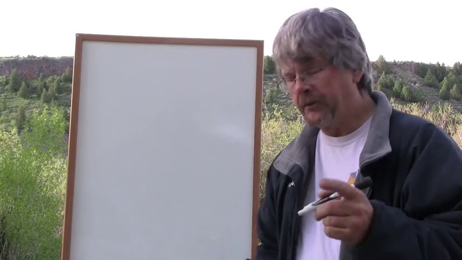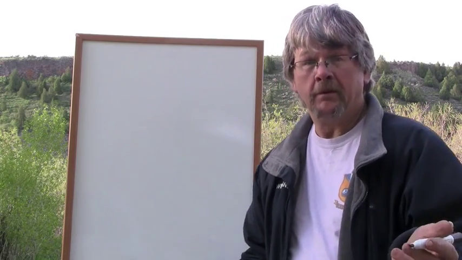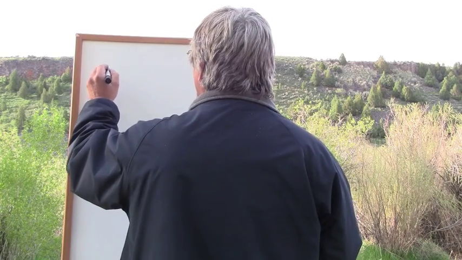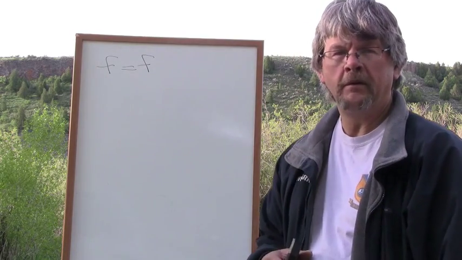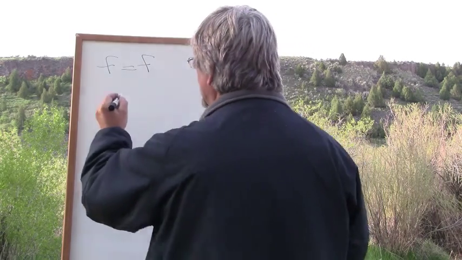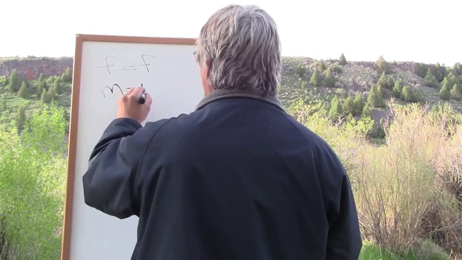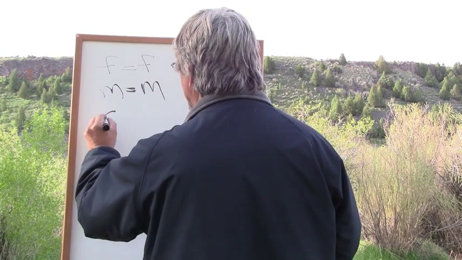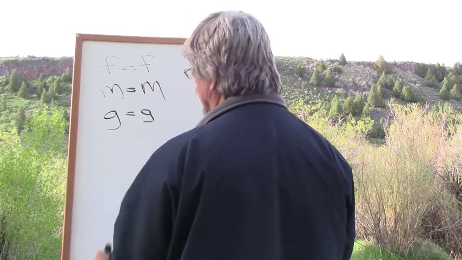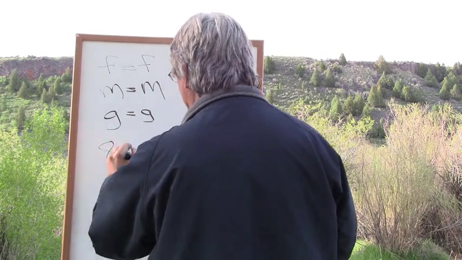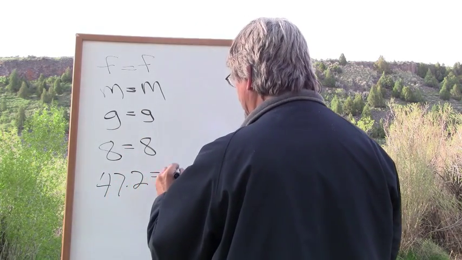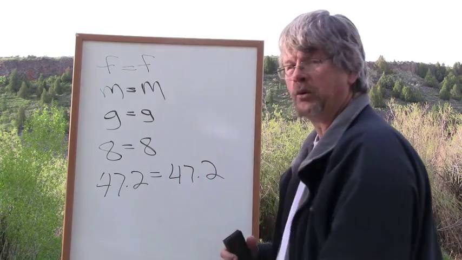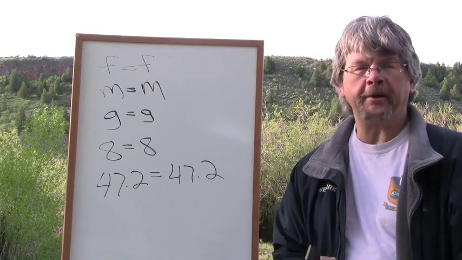Let's do some more algebra. There are some properties, and some of these are obvious. I mean, seriously. F equals F. And you go, yeah, well, that's not so profound. M equals M. G equals G. 8 equals 8. 47.2 equals 47.2. This is the reflexive property.